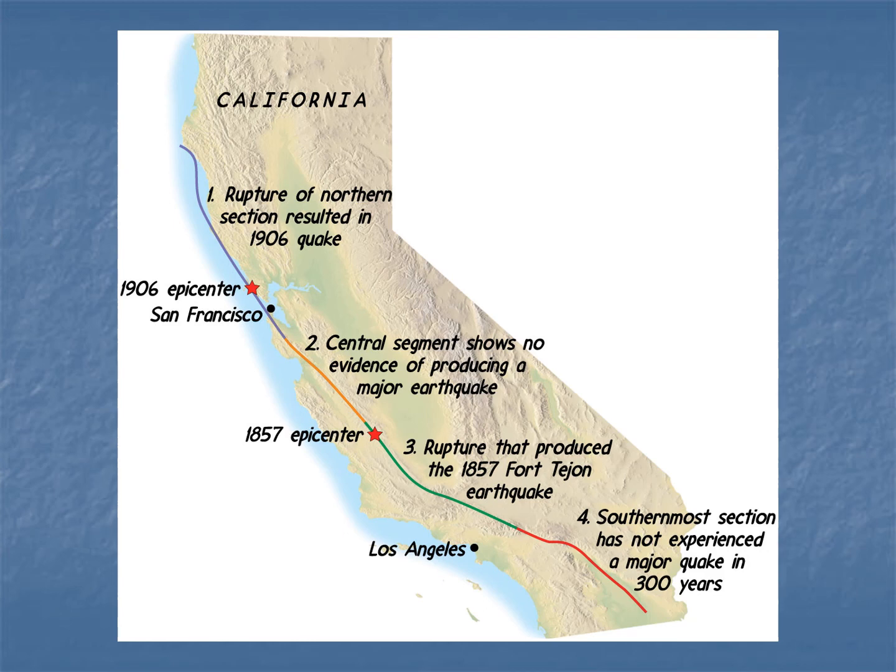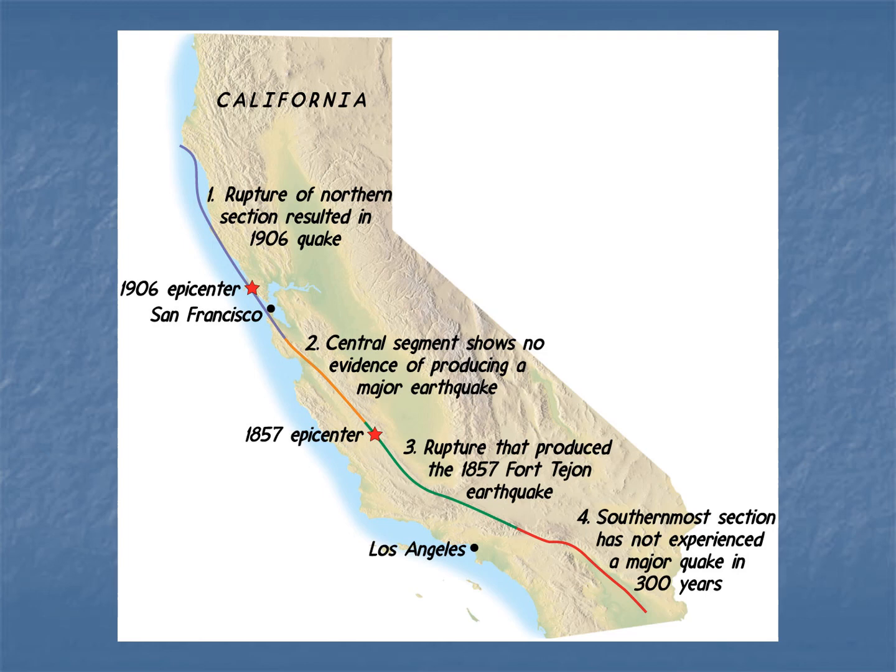This is kind of interesting. It gives you an idea of which parts of the San Andreas main fault haven't produced an earthquake in a while. The southernmost section, which is being watched, has not had a major quake in 300 years. I'd say we're overdue. They're labeled in red, number 4, and in green, number 3.